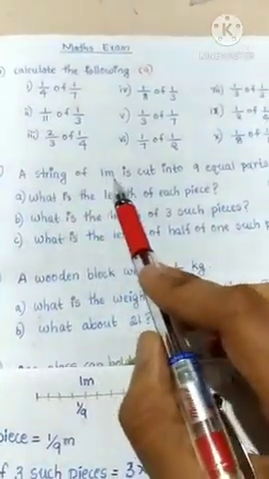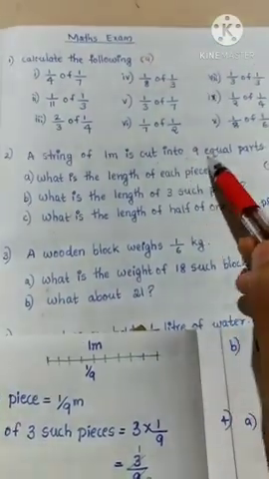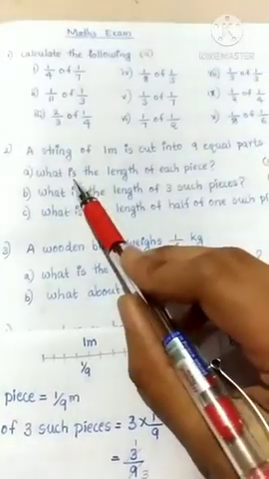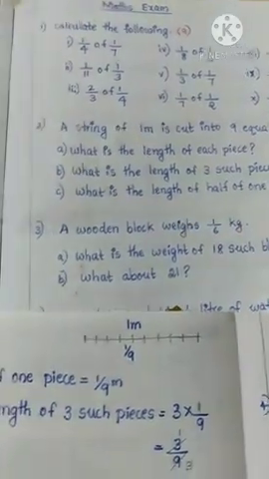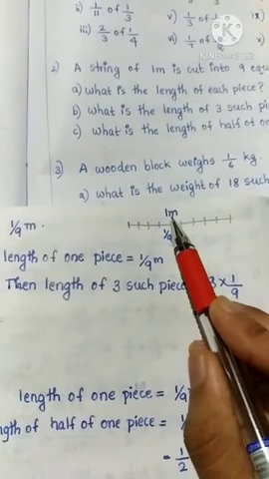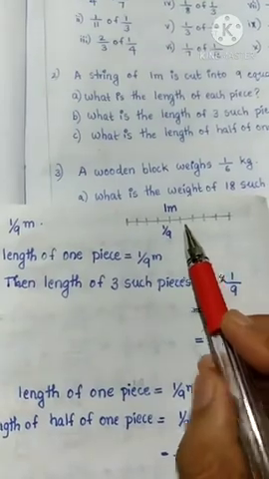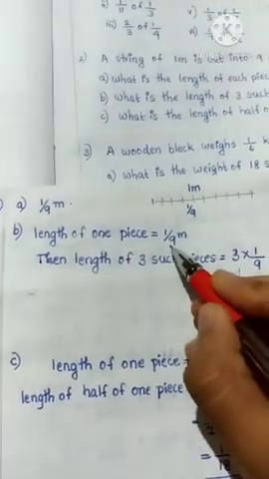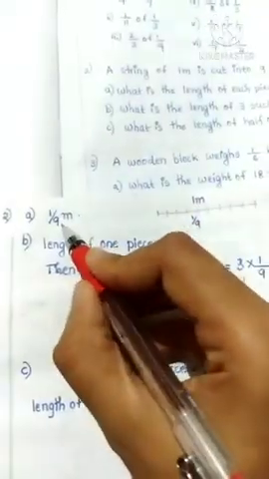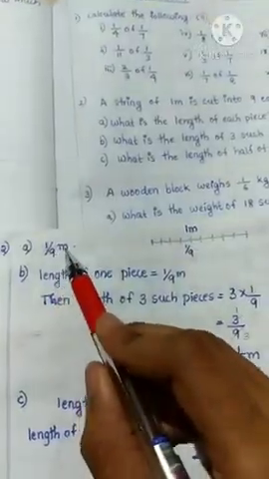Second question. A string of 1 meter is cut into 9 equal parts. So a 1 meter string is cut into how many equal parts? 9 equal parts. What is the length of each piece? So we have to find out the length of each piece. So the 1 meter length string is divided into how many pieces? 9 equal pieces, so the length of each piece will be equal to how much? 1 by 9 meter. So the answer of the first question is 1 by 9 meter.